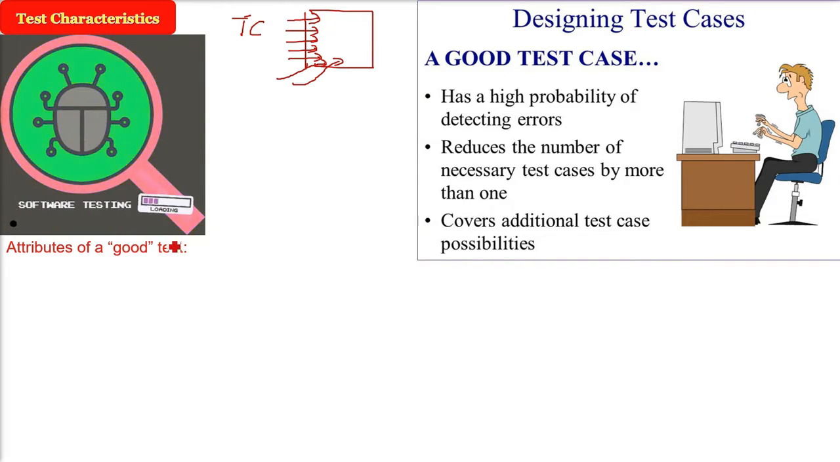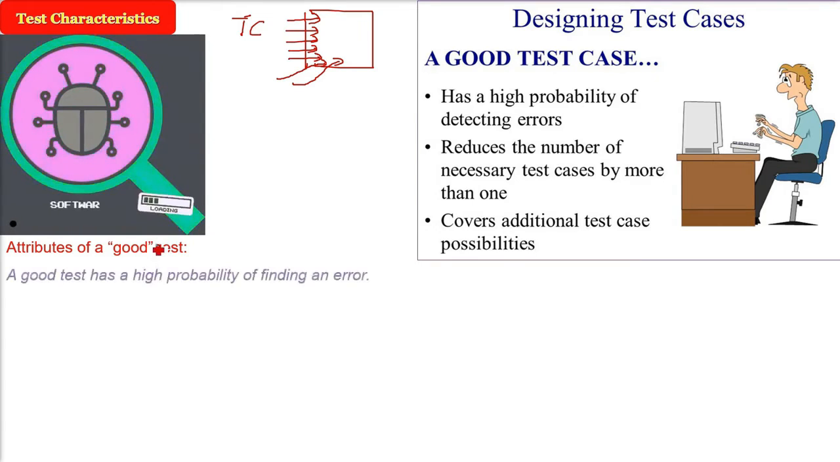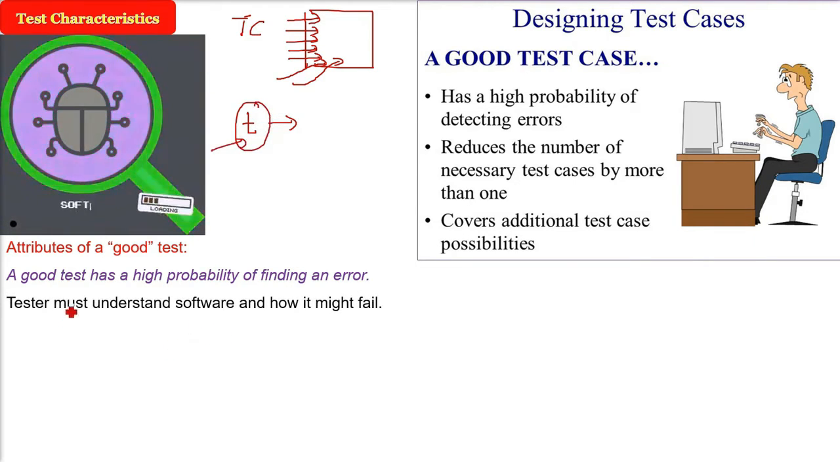So there are certain characteristics, attributes of a good test, or we can define it to be a good test when it has a high probability of finding an error. Always, testing is done with an intent to find an error. This is a traditional definition. But if you are testing and you don't get an error, that means you have failed as a tester. So a tester must understand the software and how it might fail. Now you have a high probability of finding an error. That is a good test case.